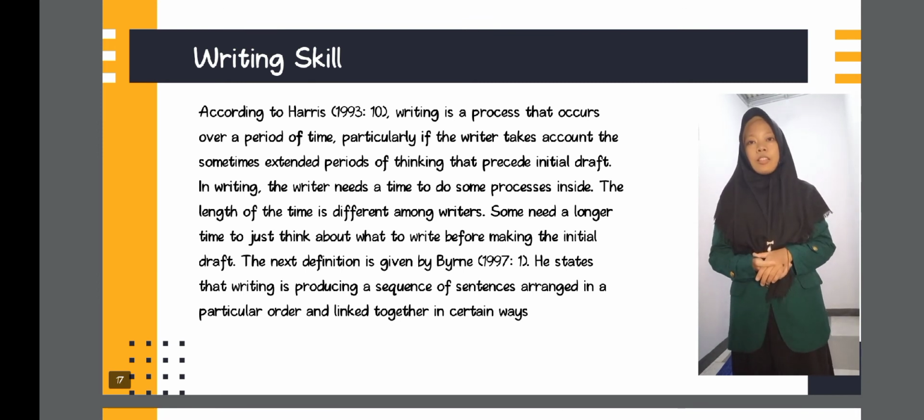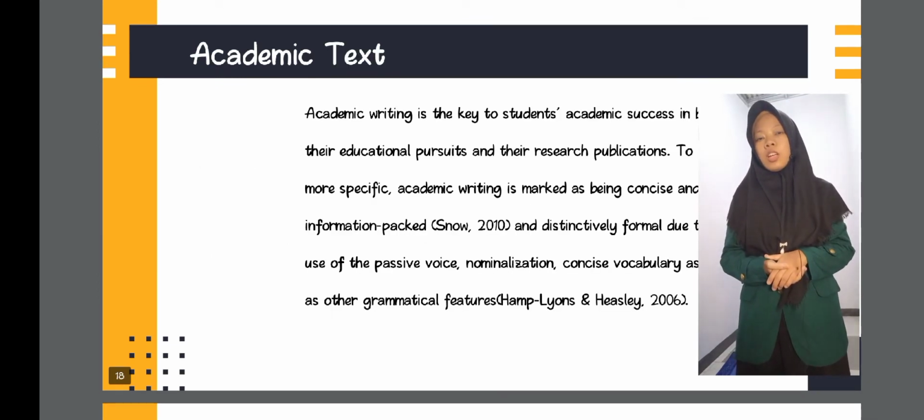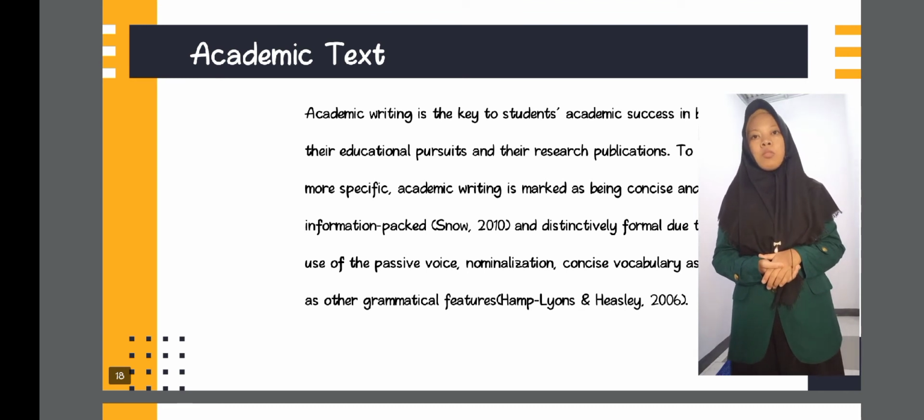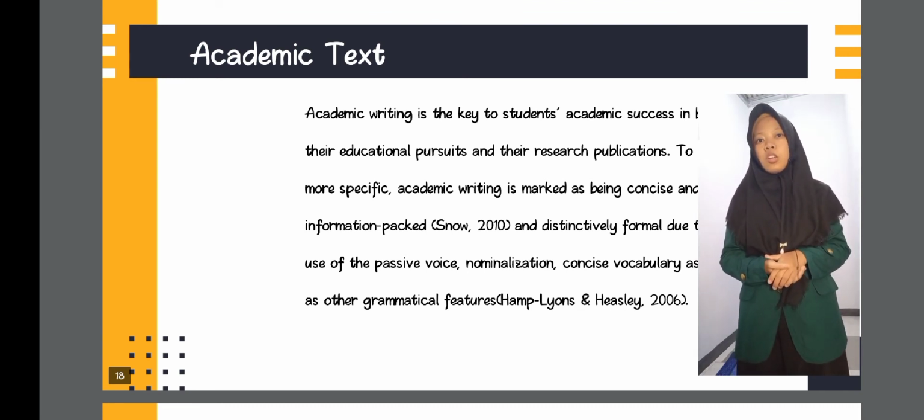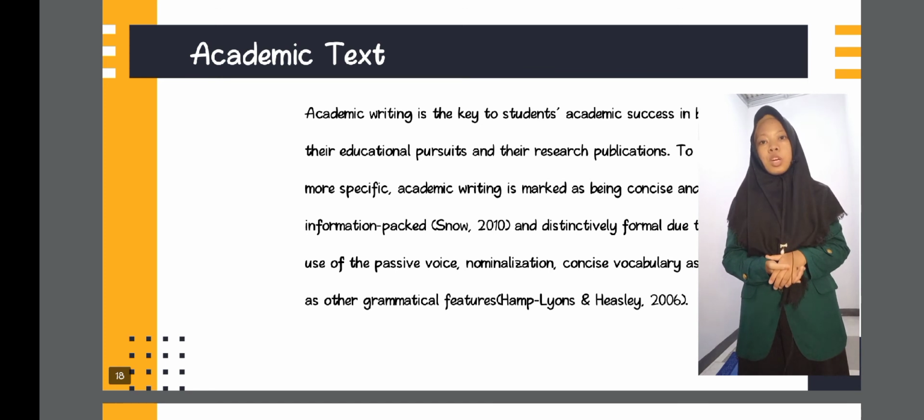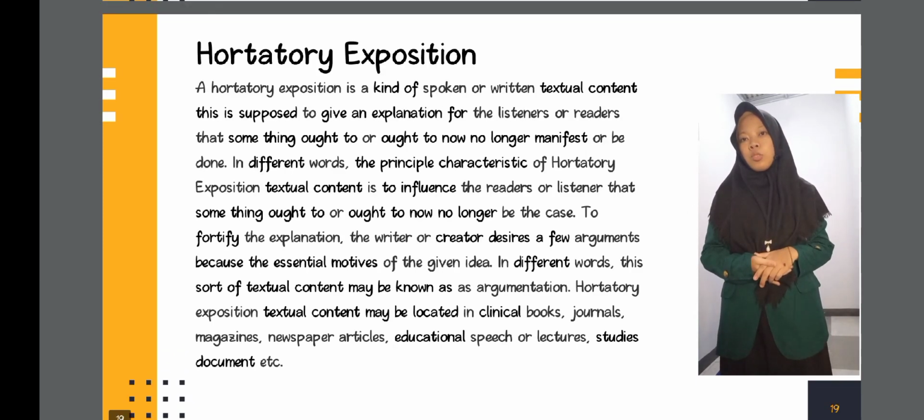And then academic text. Academic text writing is the key to student academic success in both their educational pursuits and their research publication. To be more specific, academic writing is marked as being concise and information-packed, from Snow 2010, and distinctly formal due to the use of the passive voice, nominalization, concise vocabulary, as well as other grammatical features. Then hortatory exposition.